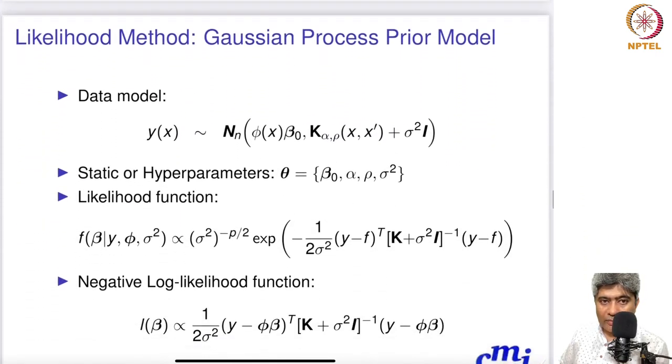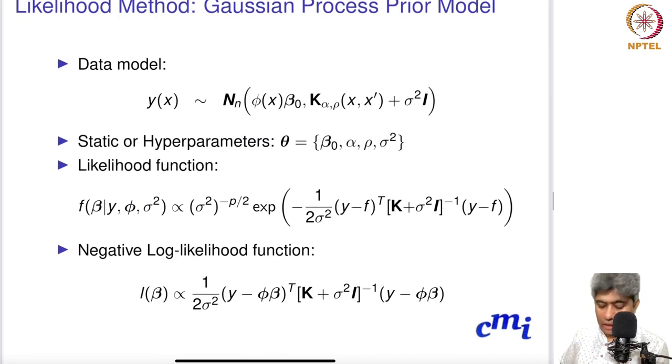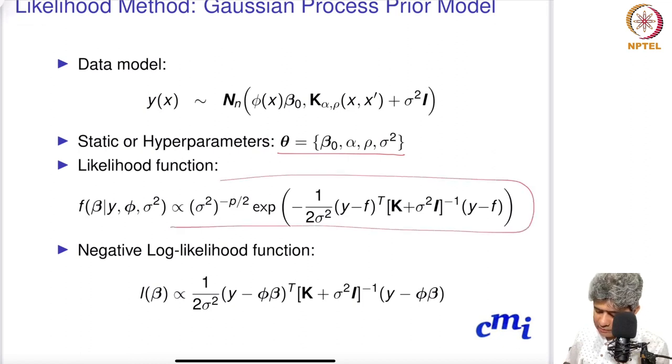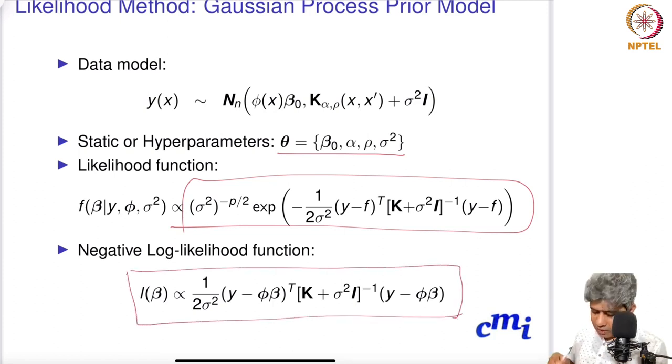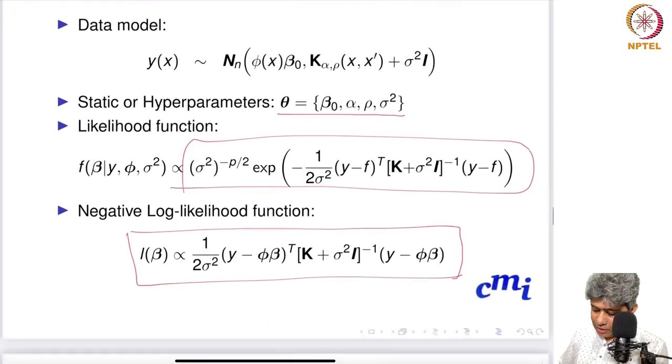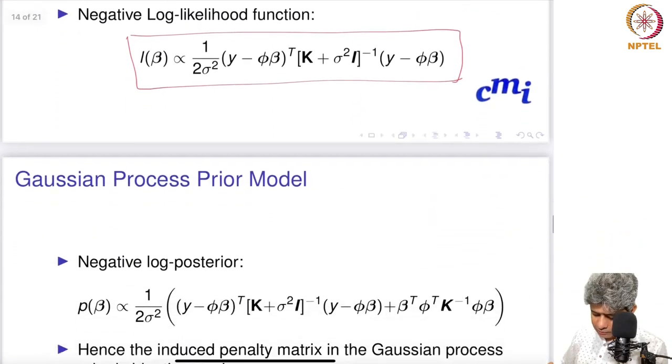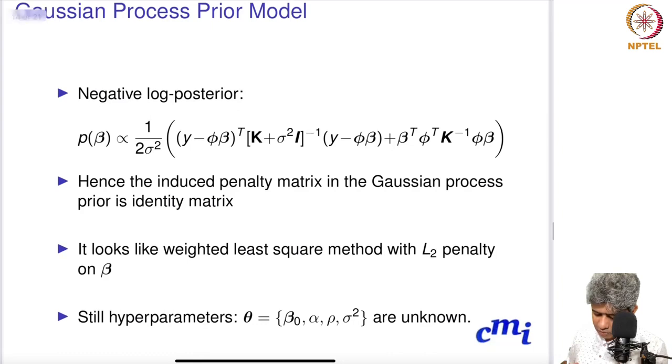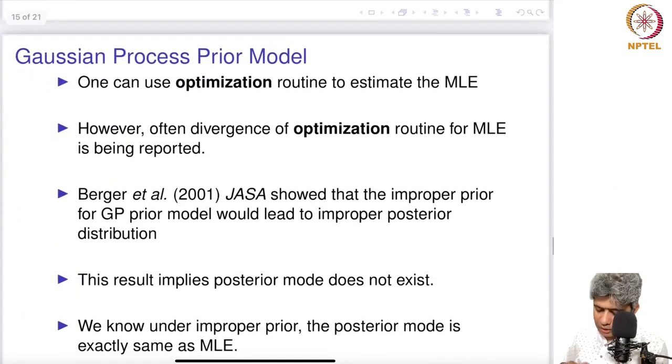So this is our data model, and these are some hyperparameters that typically we set, and this is the likelihood, a multivariate Gaussian distribution, and this is the negative log likelihood. And as you know, if you have a negative log likelihood, you can pass it through. Similarly, you can write the negative log posterior distribution, don't worry about it. And you can run the negative log likelihood through an optimization routine to estimate the maximum likelihood estimates.